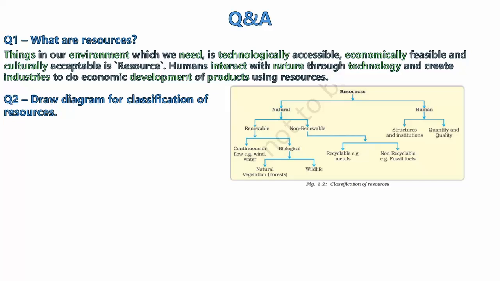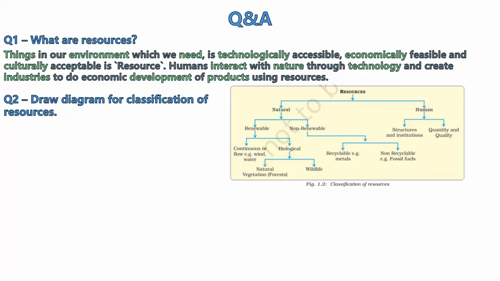For example, if you take renewable resources, you have continuous flow of wind, continuous flow of water, so that is a renewable resource. Continuous sunlight is there, you can use it to create electricity using solar panels. Those are all renewable resources. If you take biological, we have natural vegetation like forest, wildlife. All those can be thought of as renewable. As long as we don't overuse them and protect them properly, they can be renewed.